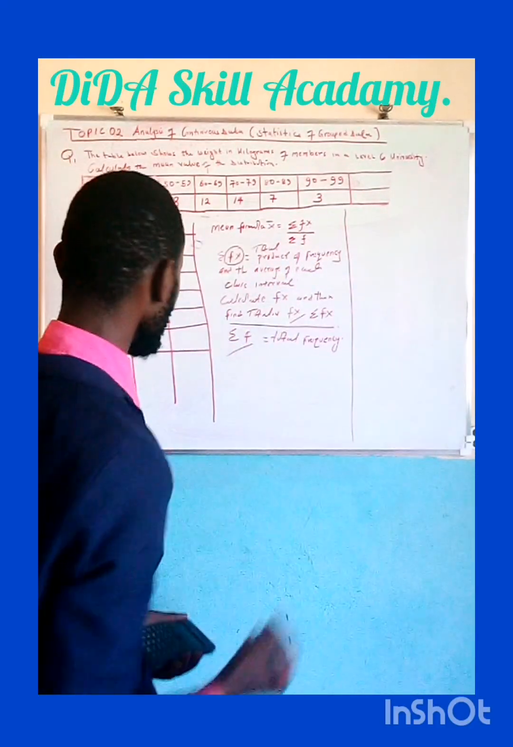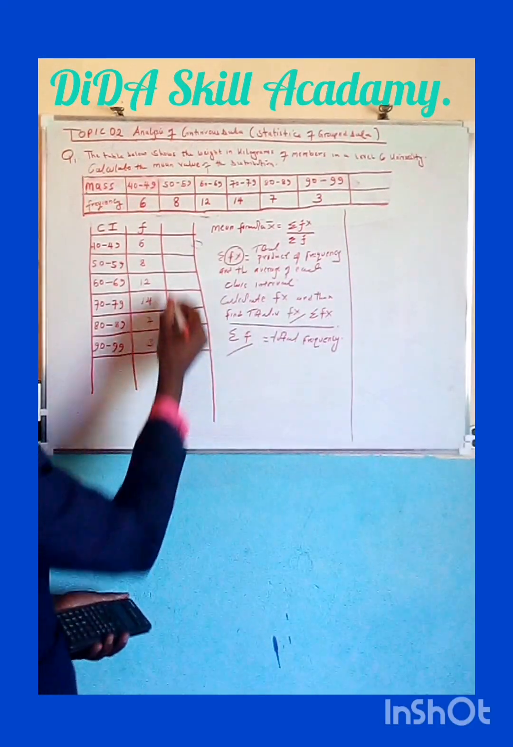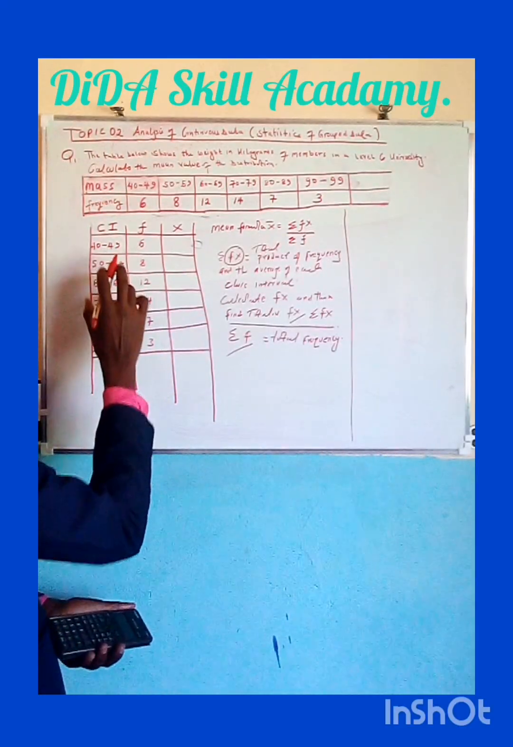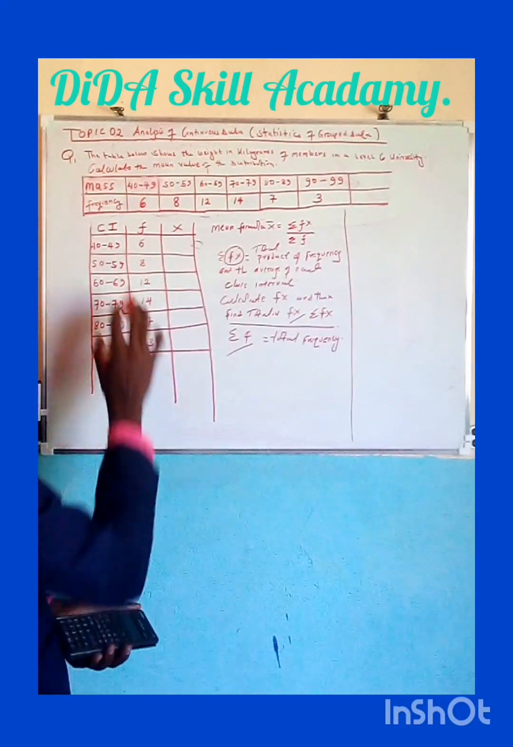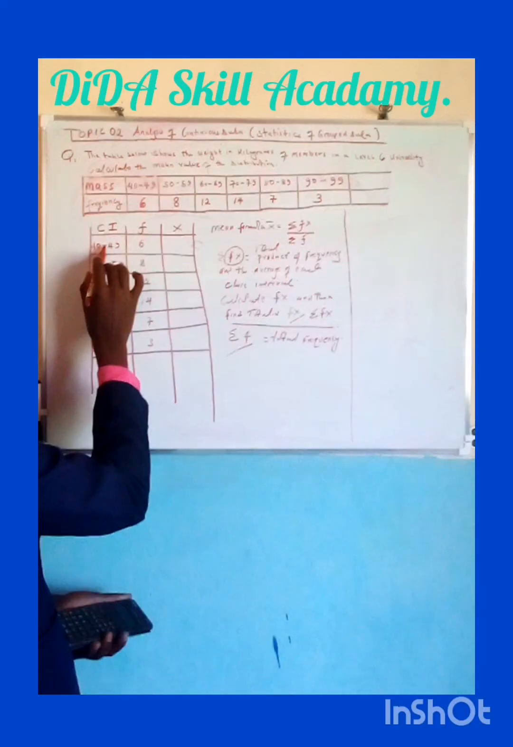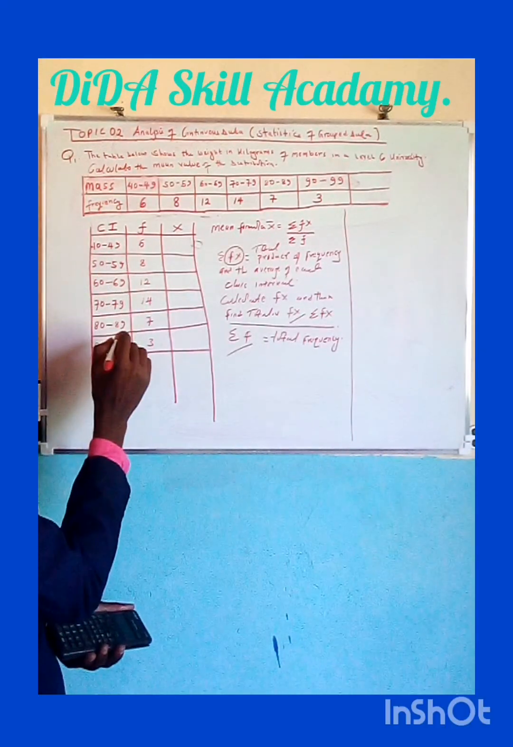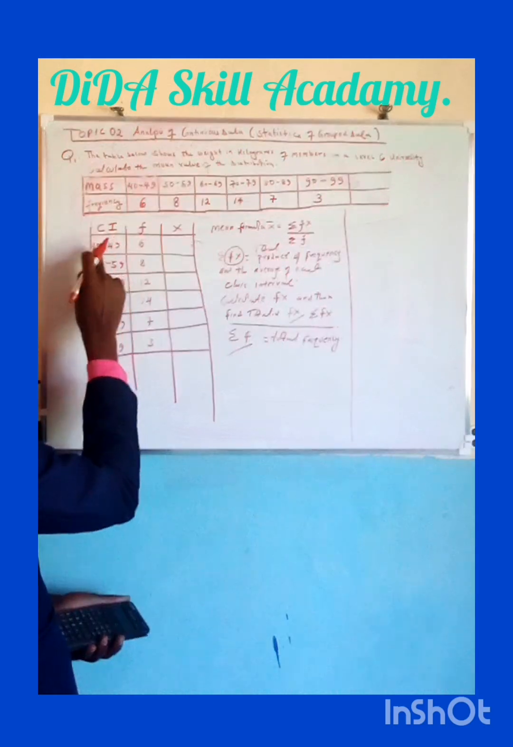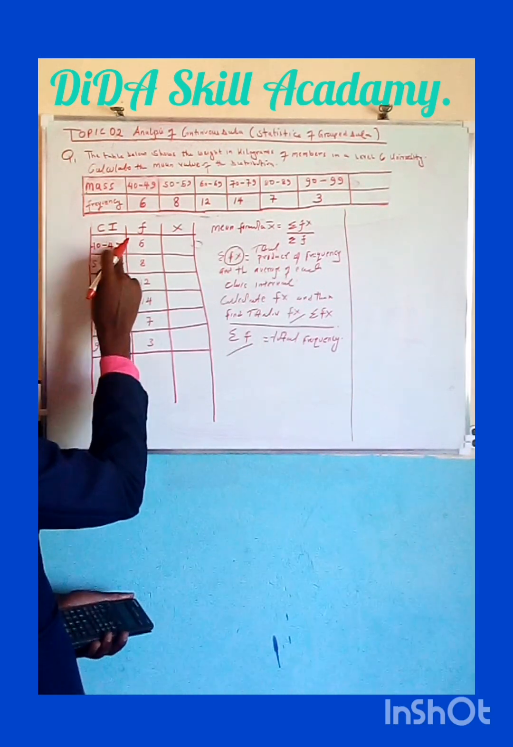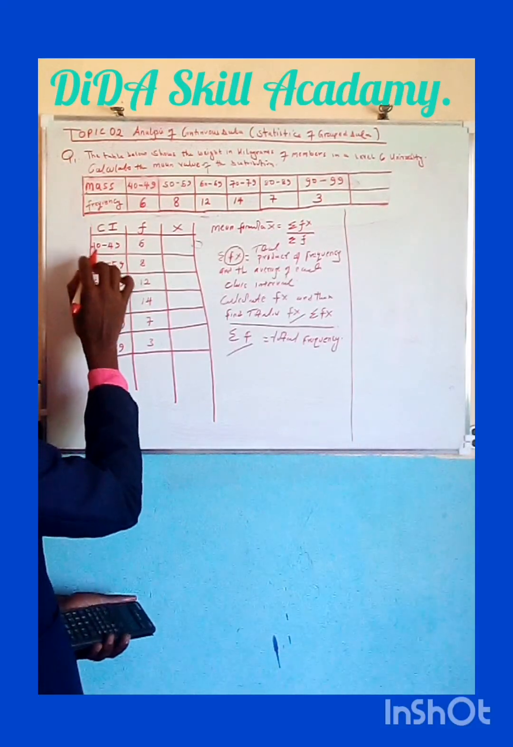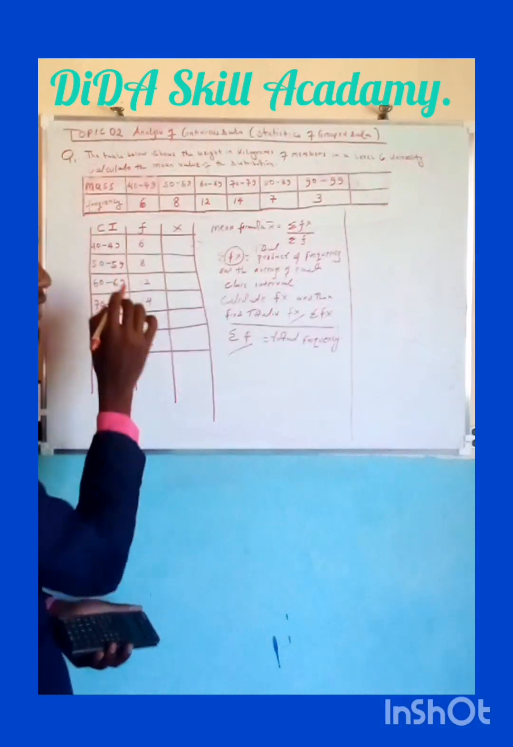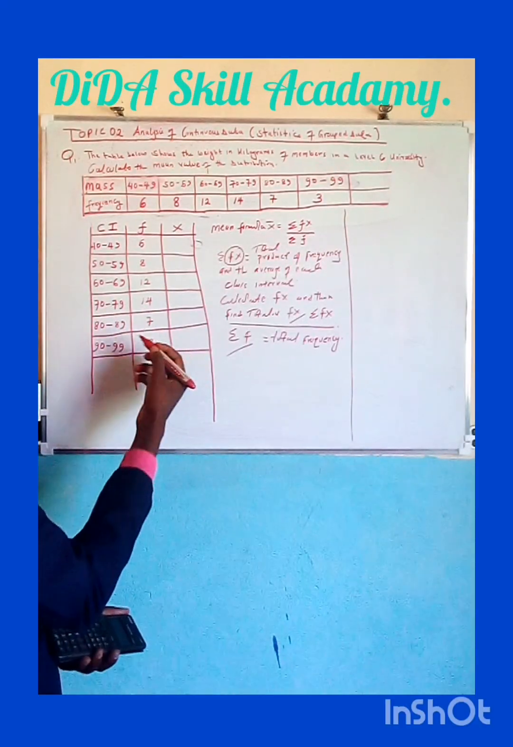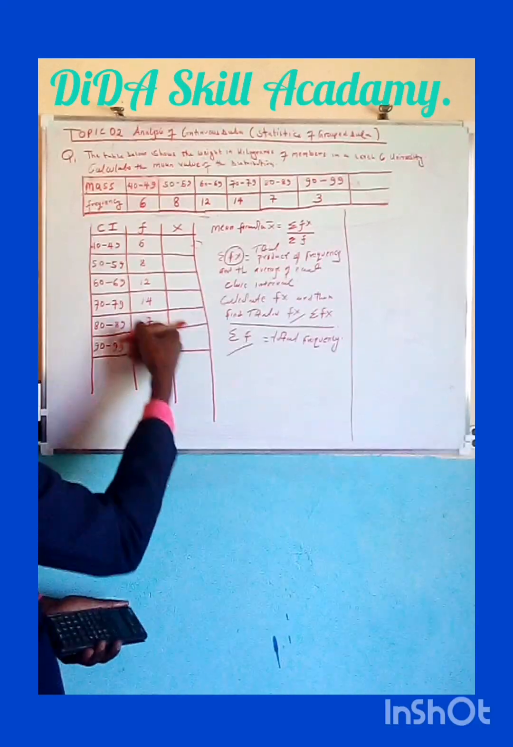On this data, we're going to find the average. How do you find the average of each class interval? You take the summation of the lower and upper class limits. Here in our first column, we have 40 to 49, where 40 is the lower class limit and 49 is the upper class limit. Therefore, let us find the average of each class interval.